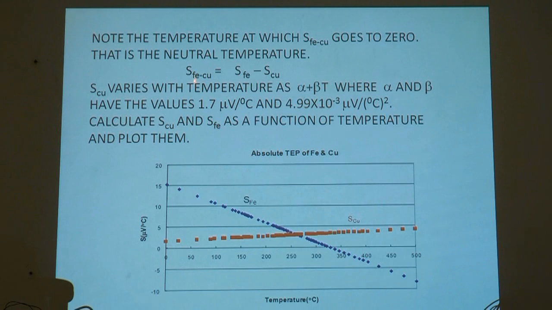you have calculated S iron copper, add S copper to S iron copper, that gives how the Seebeck coefficient of iron varies with temperature, and you see Seebeck coefficient of iron is coming down, Seebeck coefficient of copper is going up, and where they intersect, this difference is 0. That is the neutral temperature.